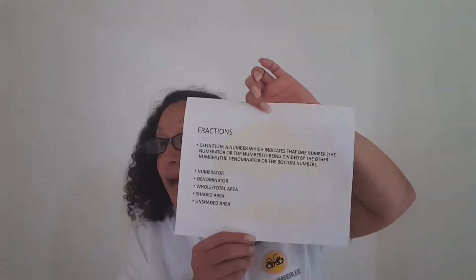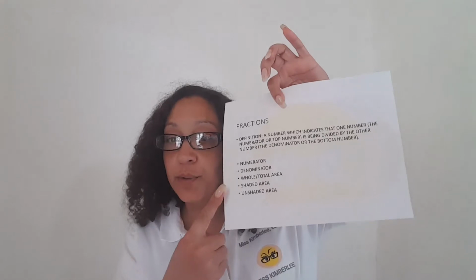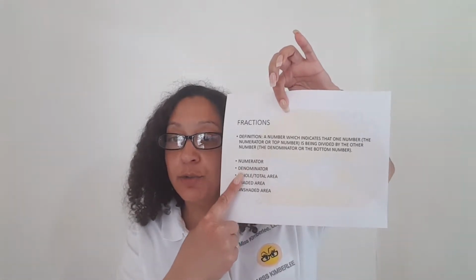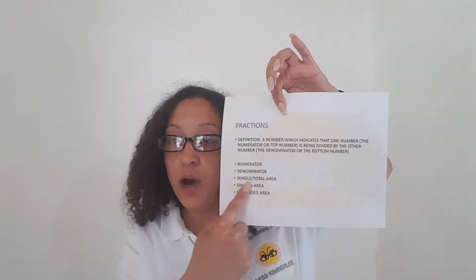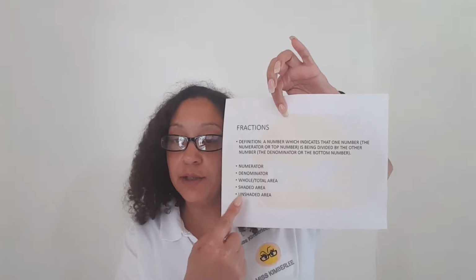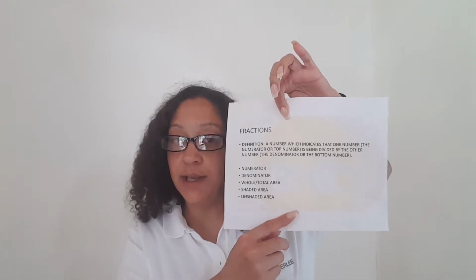So I wanted to talk about a definition of fraction. It says a number which indicates that one number, ideally the numerator or the top number, is being divided by the other number, the denominator, or the bottom number. So we're going to briefly discuss and show you numerator, denominator. We're going to do the whole or total area. We're going to talk about the shaded area and the unshaded area.